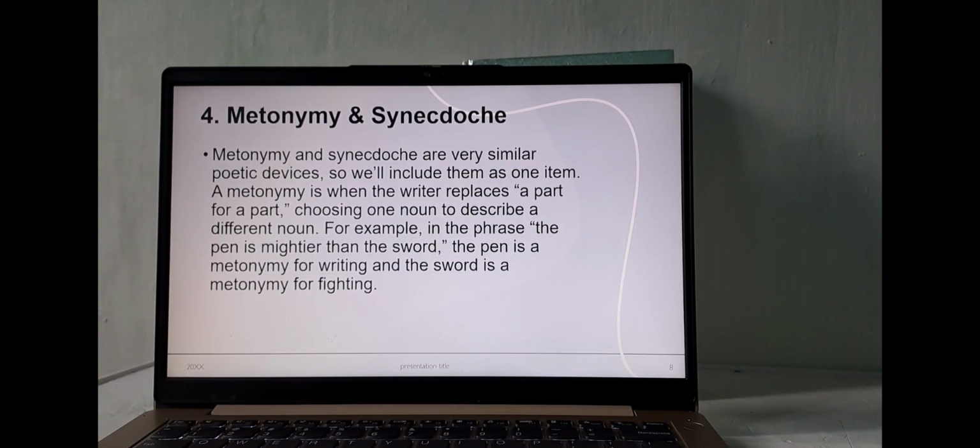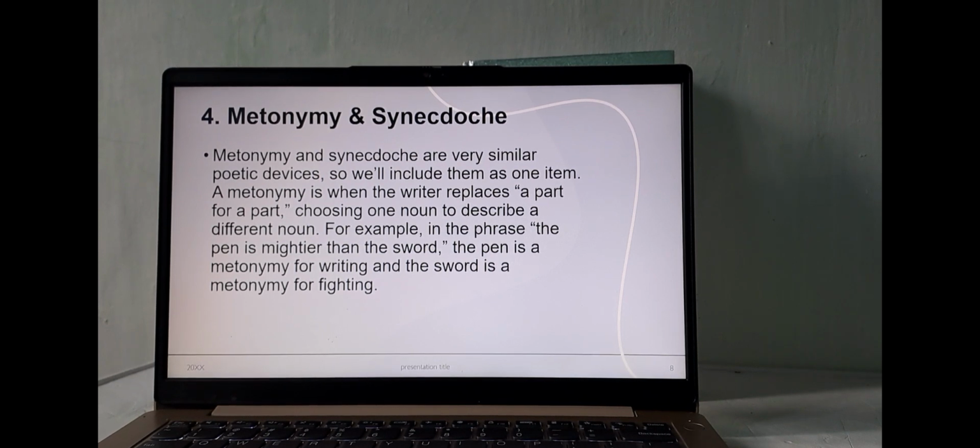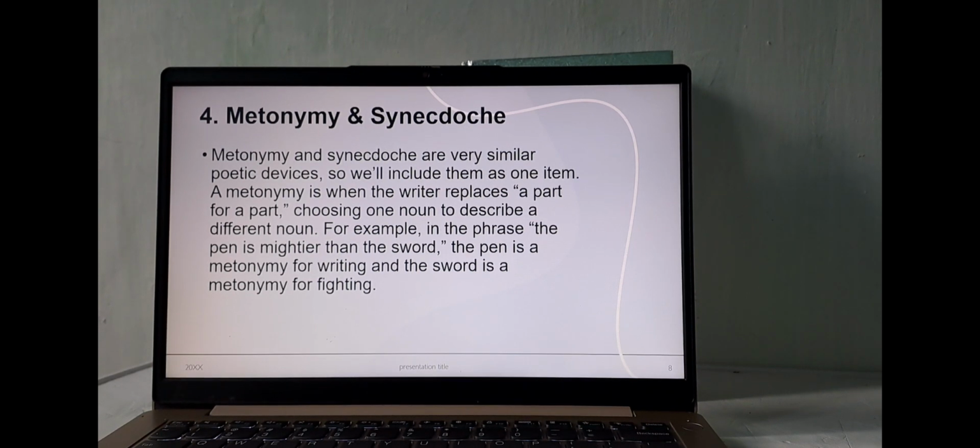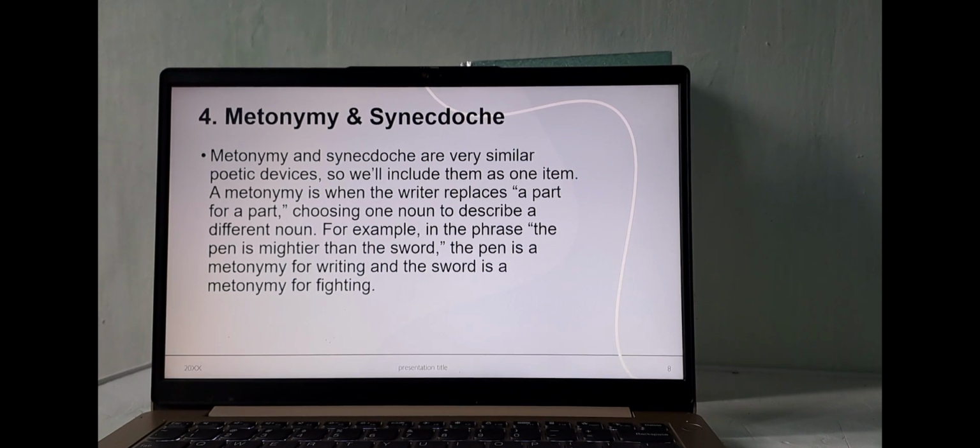Number 4. Metonymy and synecdoche. Metonymy and synecdoche are very similar poetic devices, so we'll include them as one item. A metonymy is when the writer replaces a part for a part, causing one noun to describe a different noun. For example, in the phrase, the pen is mightier than the sword, the pen is a metonymy for writing and the sword is a metonymy for fighting.